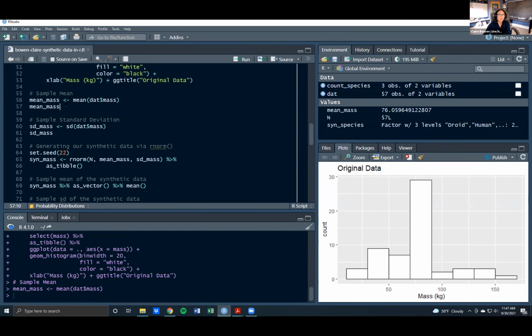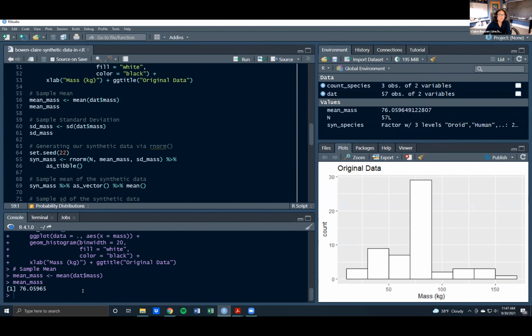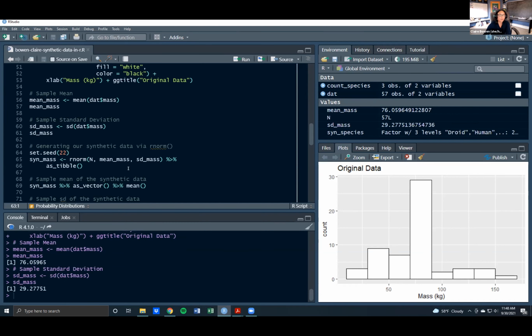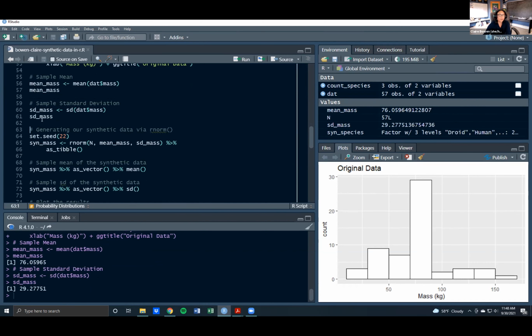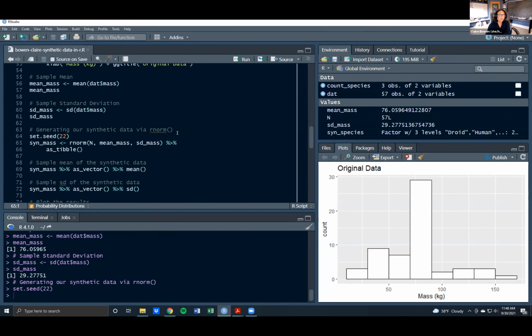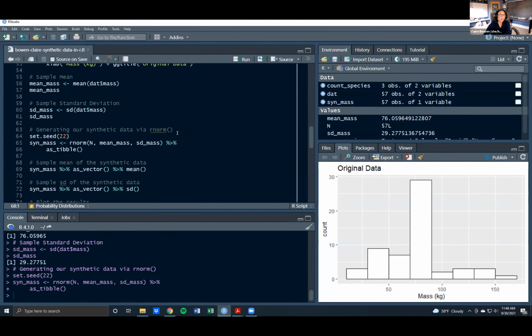So we're going to get the sample mean. Okay, and the sample mean, we see it's about 76 kilograms here. And then the next thing we need for a normal distribution is the sample standard deviation. So here it's about 29.28 kilograms. Okay, so then you can generate your synthetic data using rnorm in this case, because R is awesome and has all these standard probability distributions in here. So I set my seed again, and I'm going to use rnorm to generate my synthetic data.